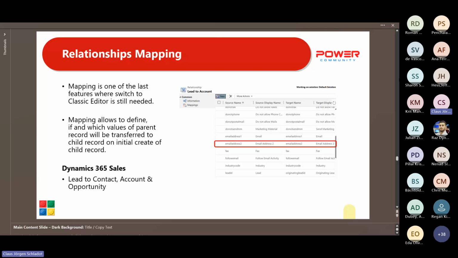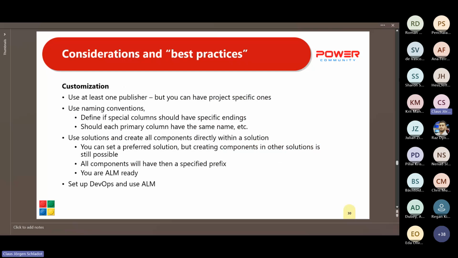So one example, as I said, is a lead to contact or lead to account mapping, which is available out of the box in the D365 sales. As I talked about customizations, also some best practices that you really should follow when you customize your D365 solution. So it's best practice to have a publisher, and inside this you create then a solution with this publisher, and you do your customization inside the solution.